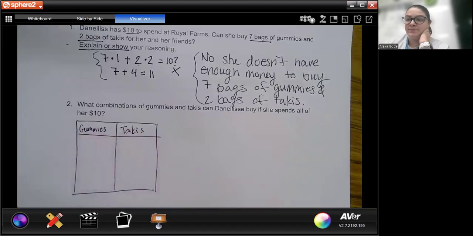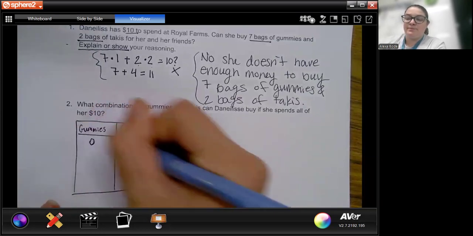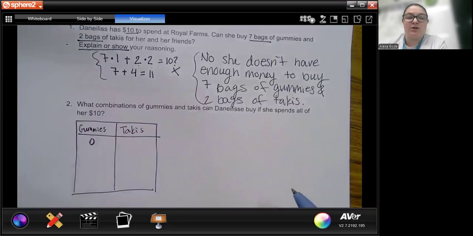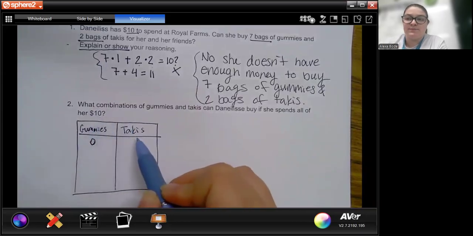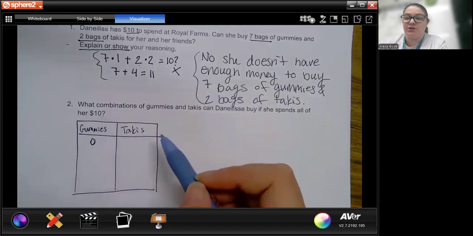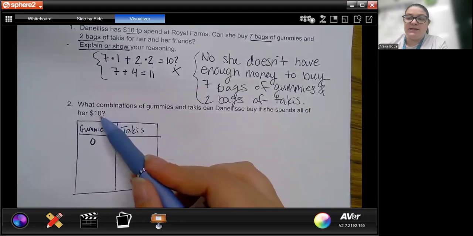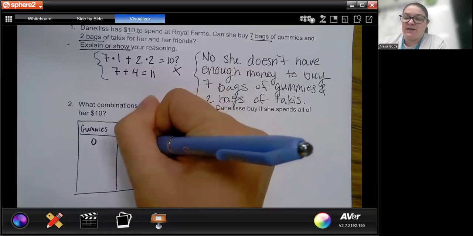So as an example, let's just say she gets 0 gummies. She's spending $0 on gummies. That means she can spend all $10 on Takis. If she spends all $10 on Takis at $2 each, 10 divided by 2 would be 5. So she could get 5 bags of Takis.